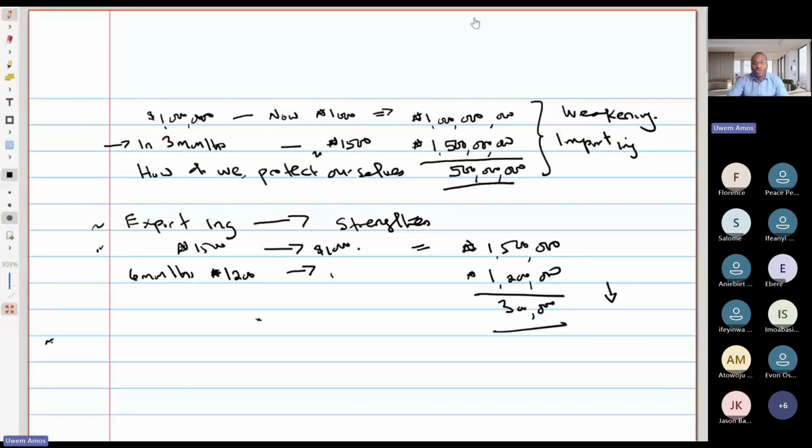And so it asks the question, how do we protect ourselves? How do we help our businesses protect themselves against those adverse movements in exchange rate? And that's the focus of currency exchange rate as a topic.